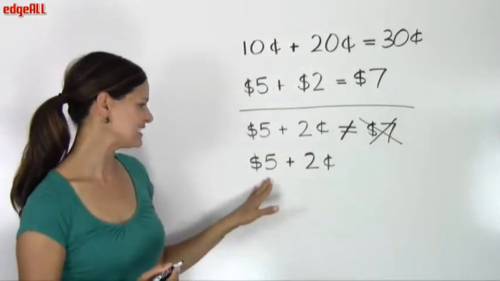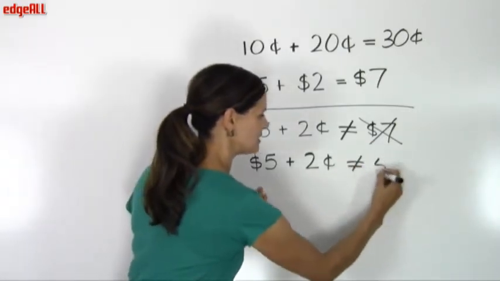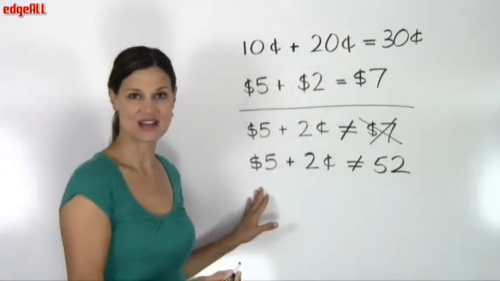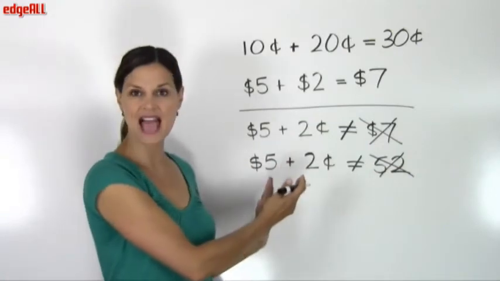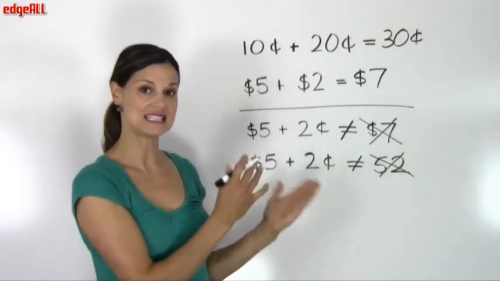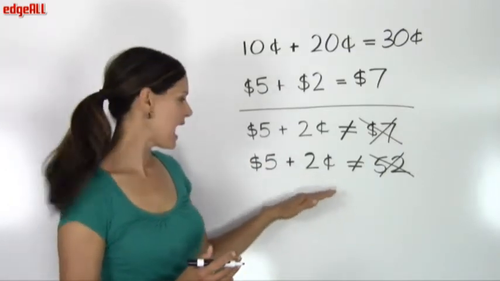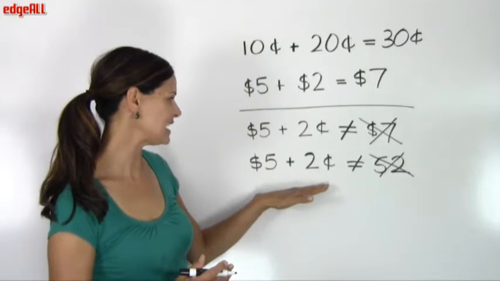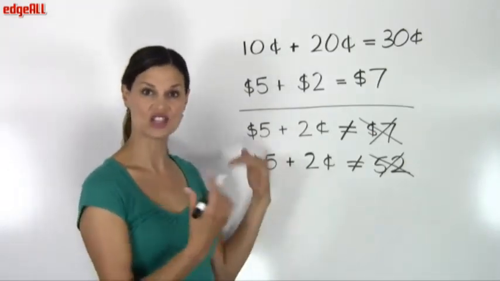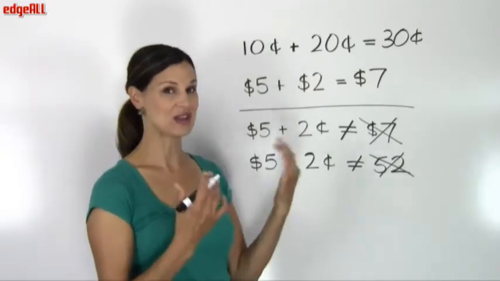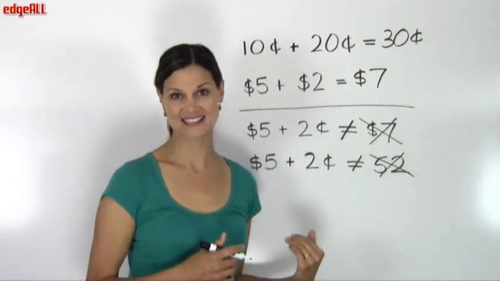And in this case, some people might try to put the 5 and 2 together to make it 52 cents or $52. That is not correct. We cannot combine money when it's in different units. We will learn how to do these problems, and we'll have some special rules that we need to follow when we're adding money with mixed units, dollars and cents. You can only add dollars to dollars and cents to cents.